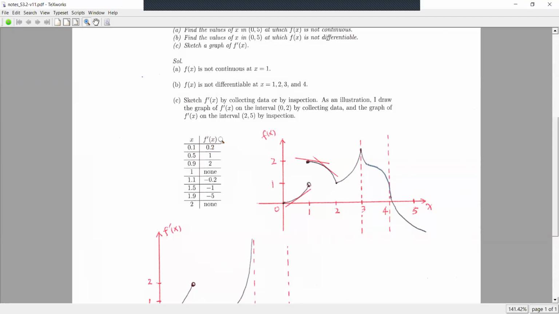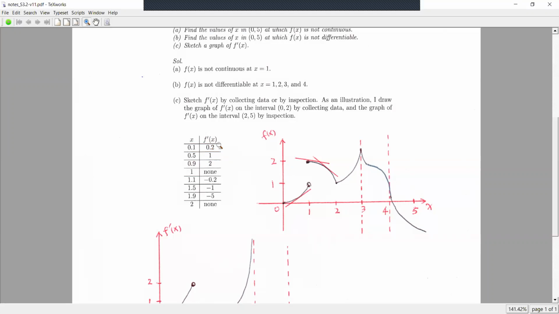For the derivative at point 5, x is about here. At x is 0.5, draw a tangent line to the graph of the function f. The slope of this tangent line is about 1. So the value of the derivative at point 5 is about 1.